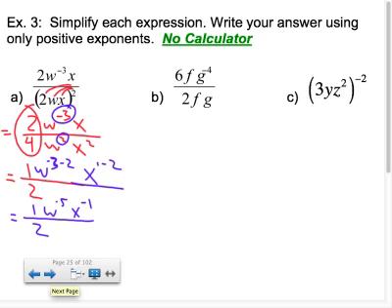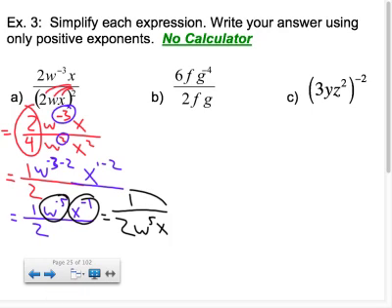And again, it clearly says in the directions you cannot have negative exponents, and so your final answer should be 1 over 2. This guy's got to go to the bottom to become positive, and so does this. That would be your final answer: 1 over 2w to the 5th x. And that's the way you would leave your answer. Can't simplify anymore.